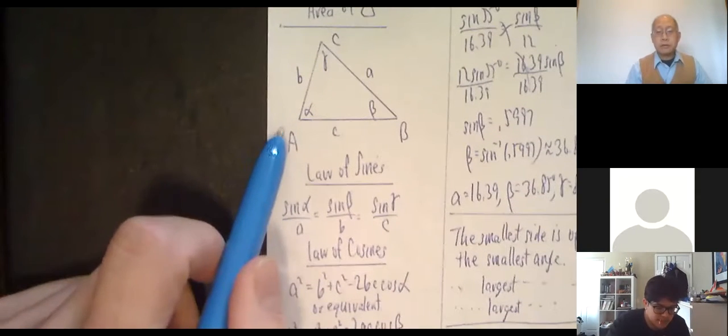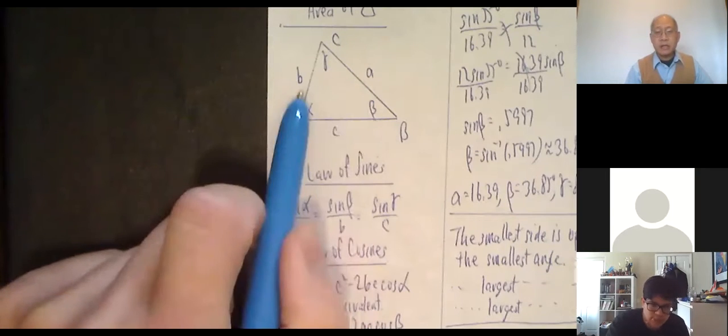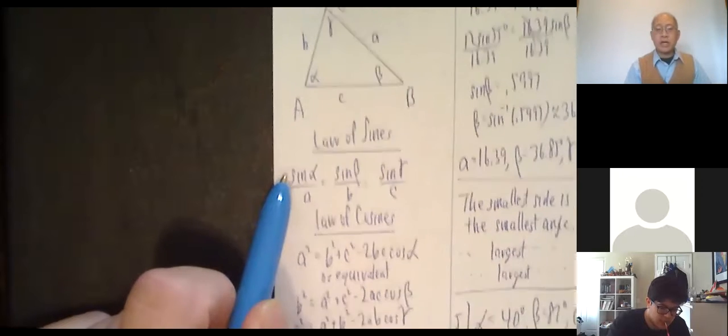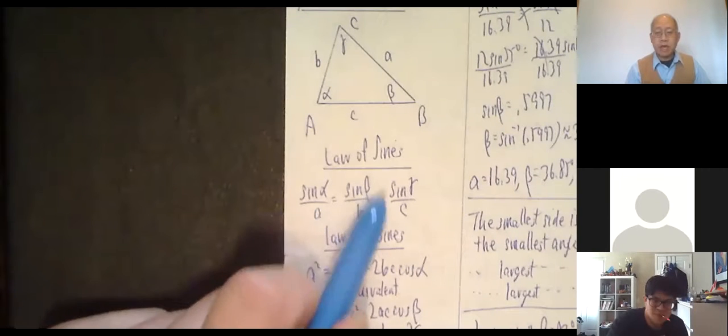So this is just like before: A, B, C, little a, little b, little c, alpha, beta, gamma. The law of sines: sine of alpha over A equals sine of beta over B equals sine of gamma over C.